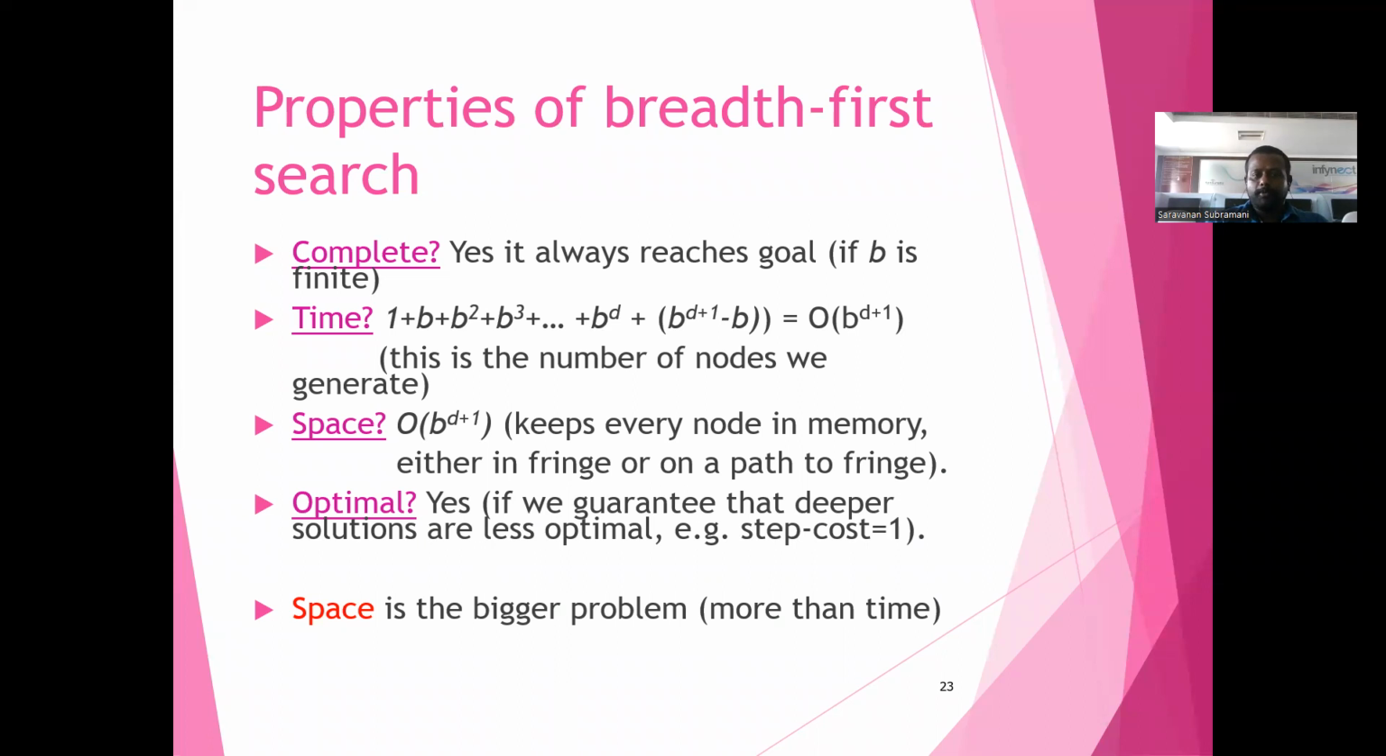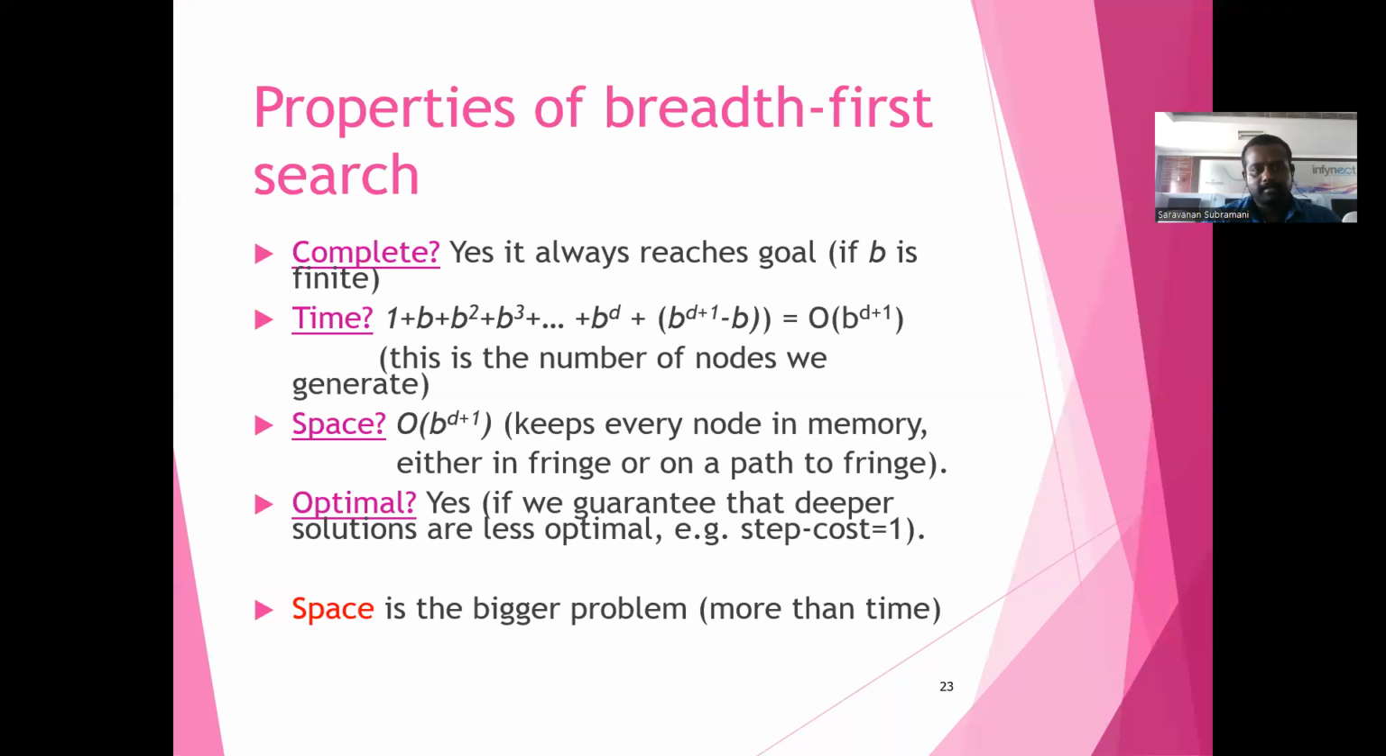There are some properties according to the search technique: completeness, time and space complexities, and optimality are the different properties of breadth first search. According to completeness, yes, it always reaches the goal. So breadth first search tries to find the goal state.